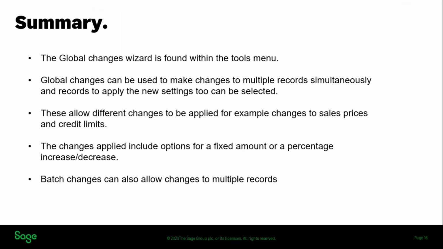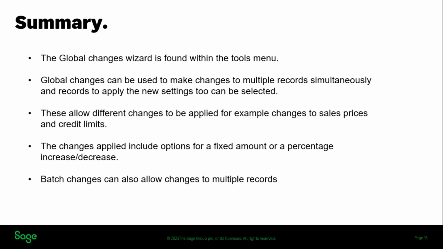Okay, so just to summarize, the Global Changes Wizard is in the Tools menu. If you don't have access to the Tools menu, just check that you've got the right access rights. It might be someone's restricted your access to the Tools menu for making such changes. And it's really good for making changes to multiple records at the same time.